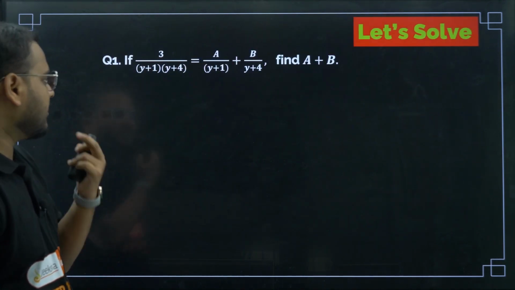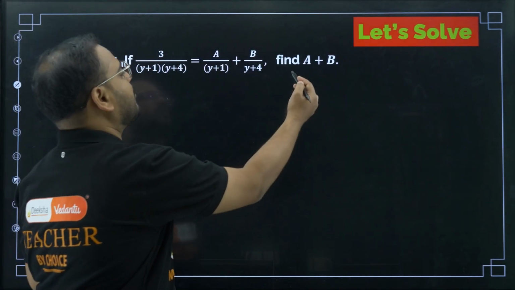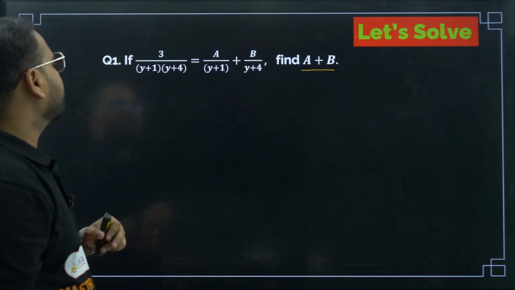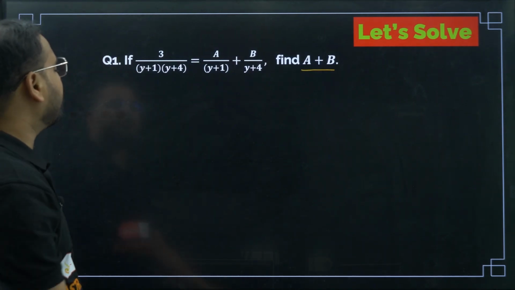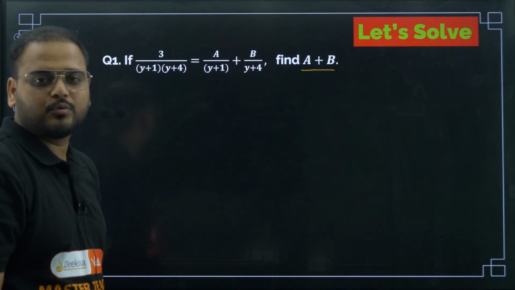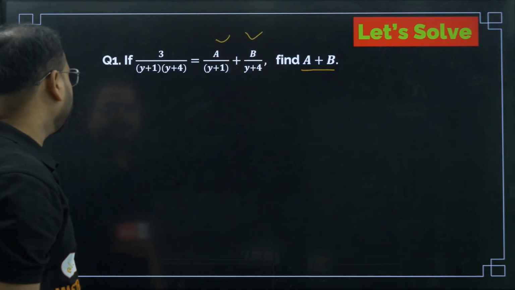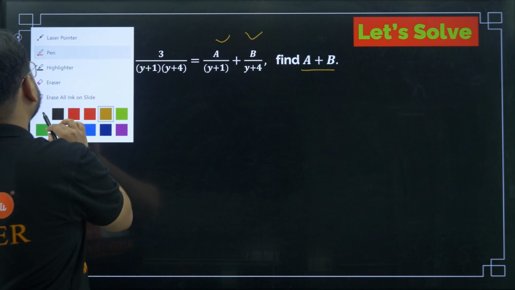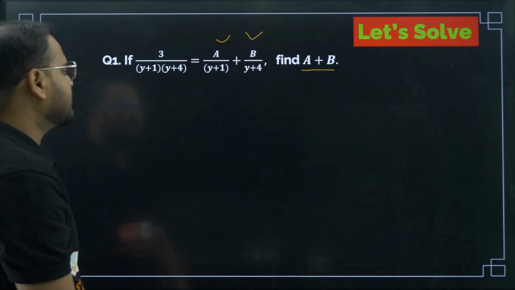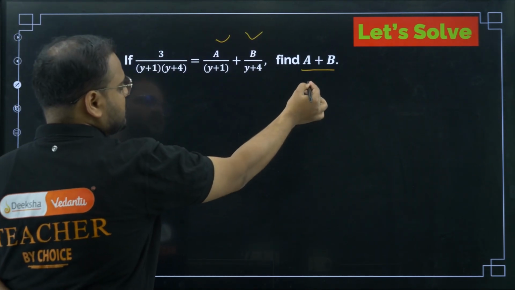Moving on to the first question. Very, very simple question. I think I have solved a similar one in the previous session. They have given the form, so we don't have to do the partial fraction. They have already given the partial fractions for us. Then we have to just solve this expression. How will I solve this? Please have a look. So I will do this.